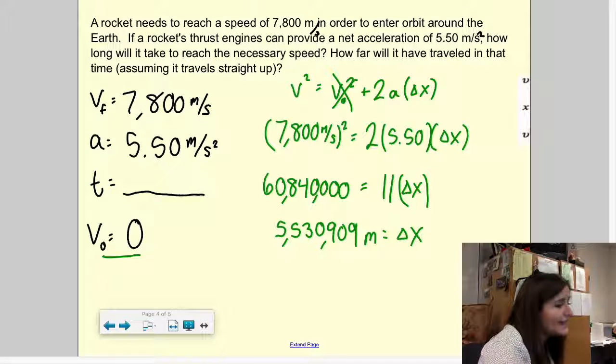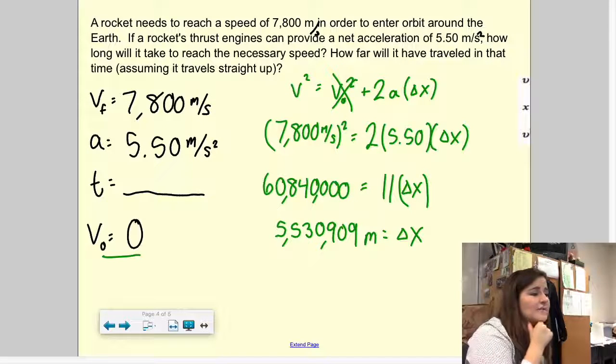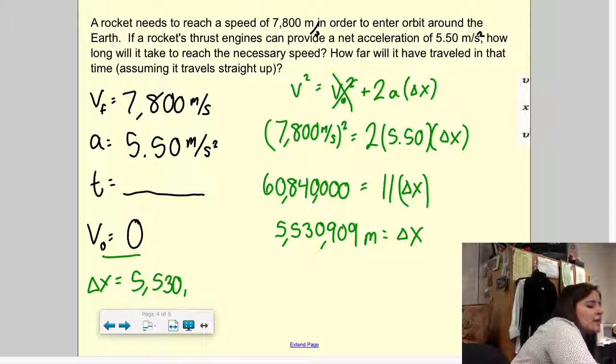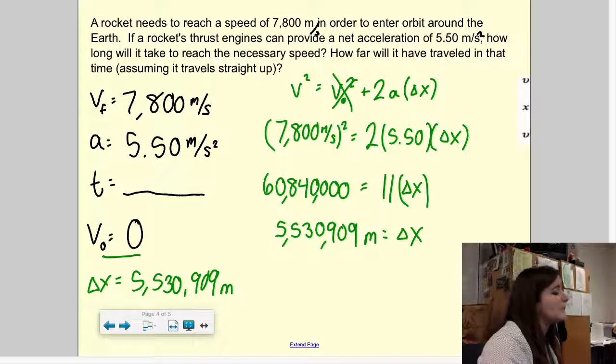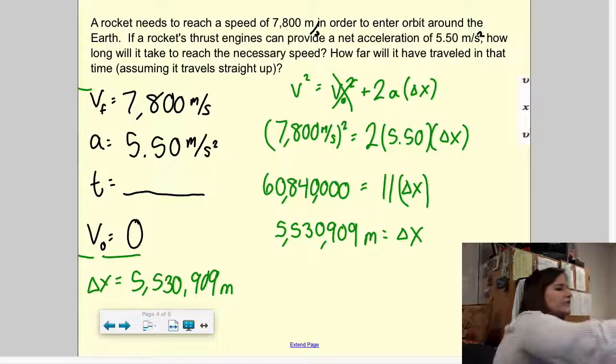And that makes sense. It's going to go pretty high because it needs to get outside of Earth. Earth's atmosphere ends at 160,000 meters, so yeah, that would take it pretty high up. So that is delta x. Very big number there. Normally we aren't working with these big numbers. We would probably change that to kilometers or something more reasonable. Now let's go back to our original thing and say we were solving for time.